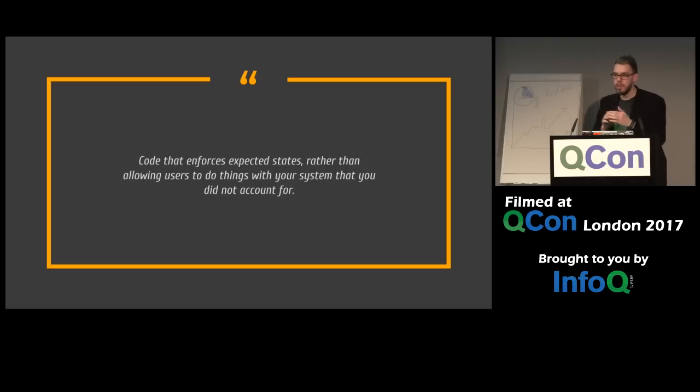Let's just call it code that enforces expected states, rather than allowing users to do things with your system that you did not account for. So the idea is, you're not going to allow them to make arbitrary database requests when all you wanted to do was let them log in, right? So you're not going to allow them to bypass logging in, things like that. And we're going to assume that we all have that, and we're going to operate in this perfect world.